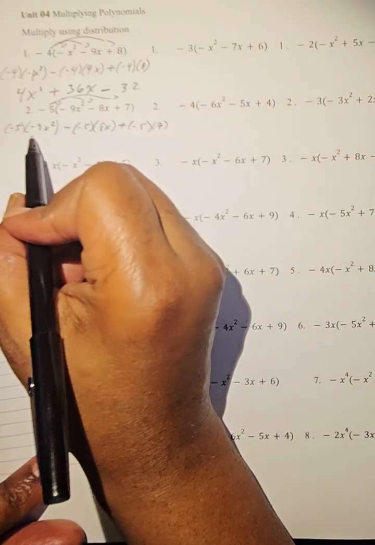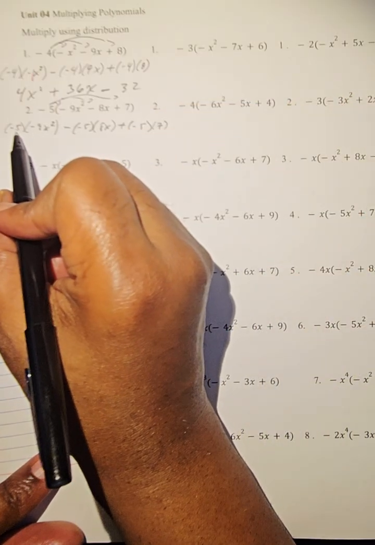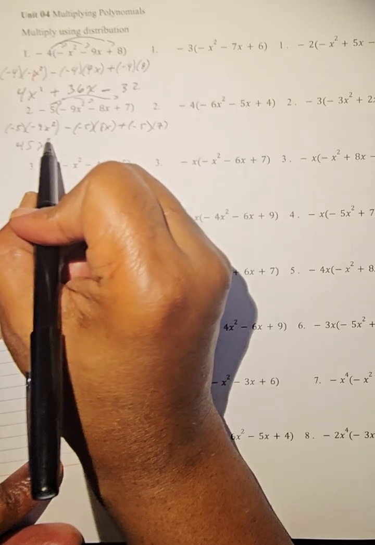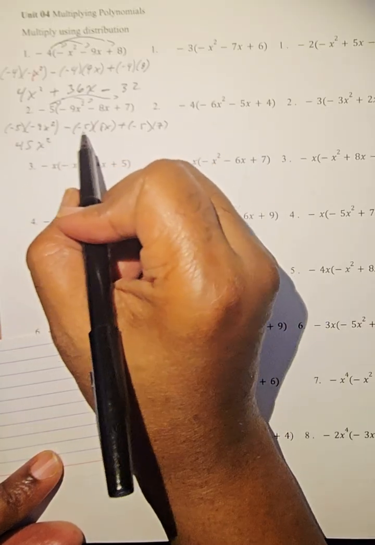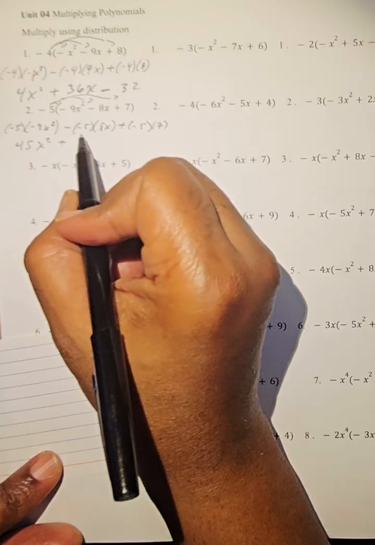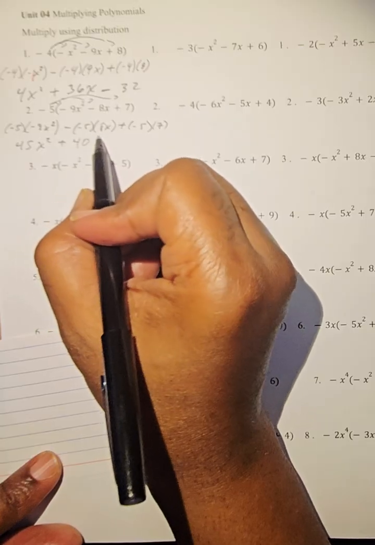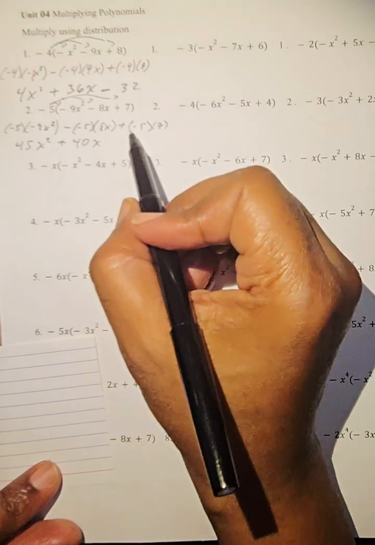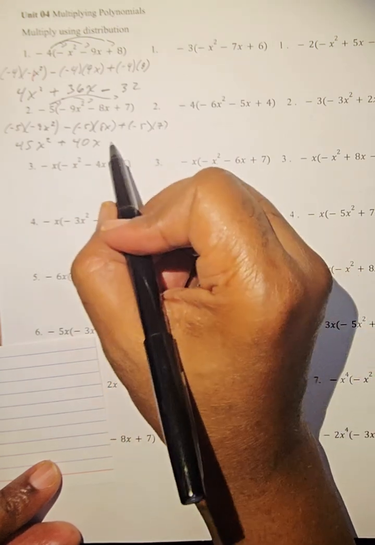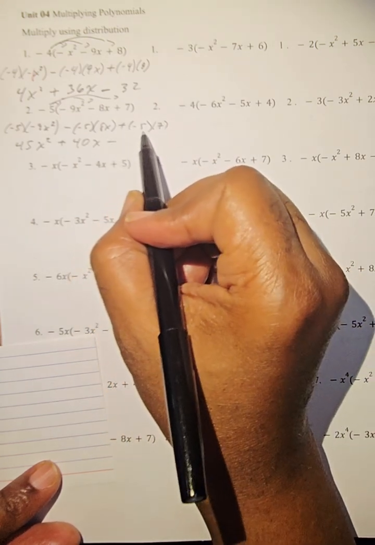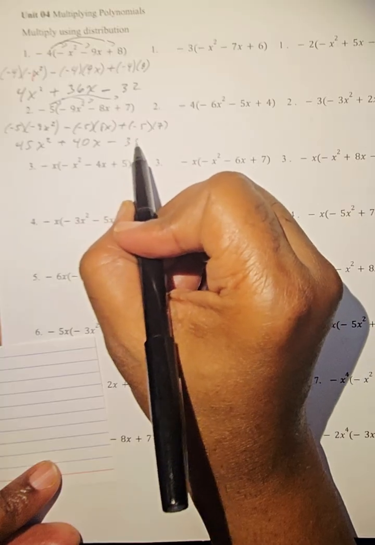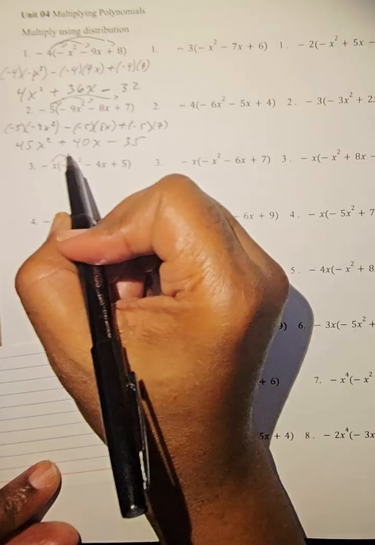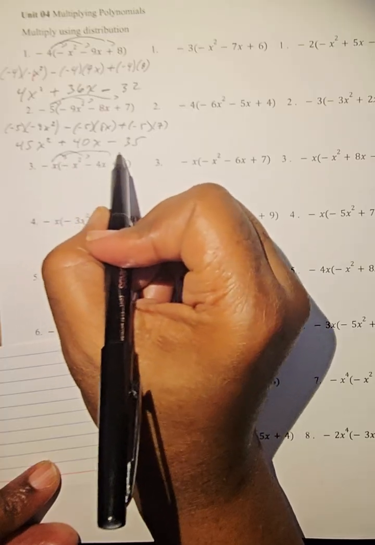So two negatives here will give me a positive, and the 5 times 9 is 45, and then times the x squared. Here we're multiplying by two negatives, so this will be positive. The 5 times 8 gives us 40, and the x is multiplied at the back. Here we're multiplying by a total of one negative, so that's negative. The 5 times 7 will be 35. We're done.